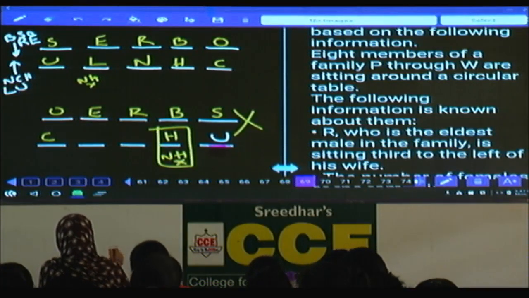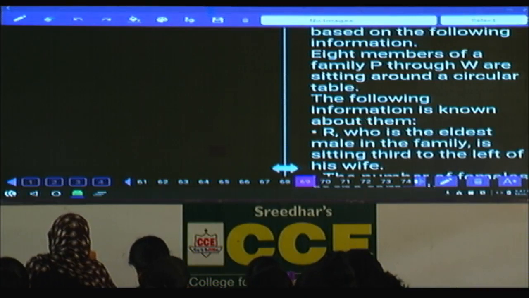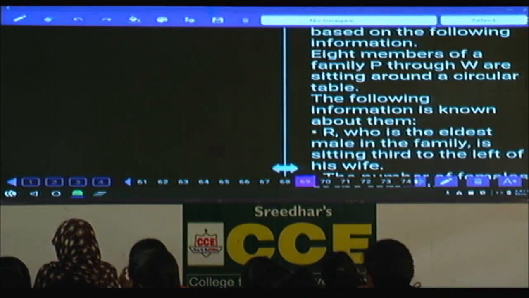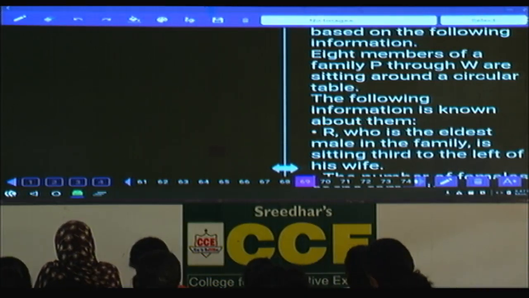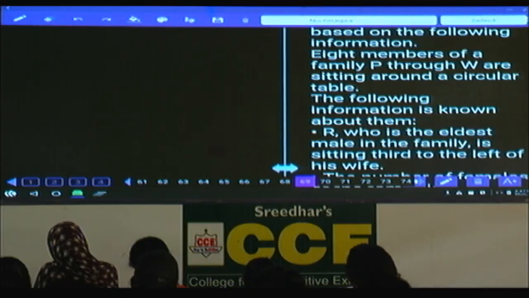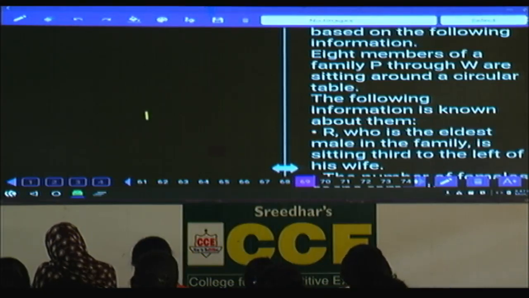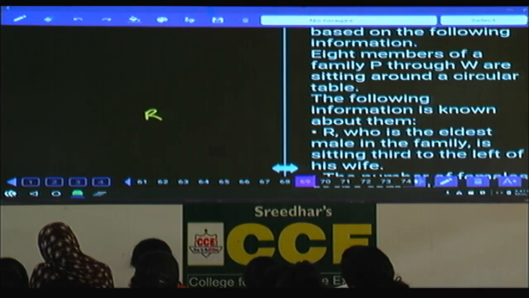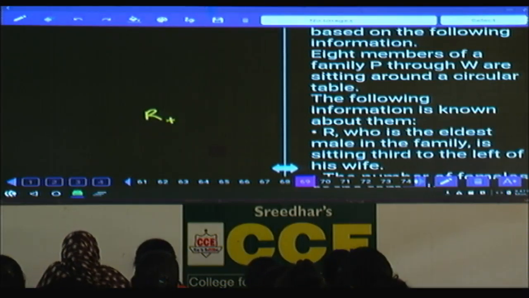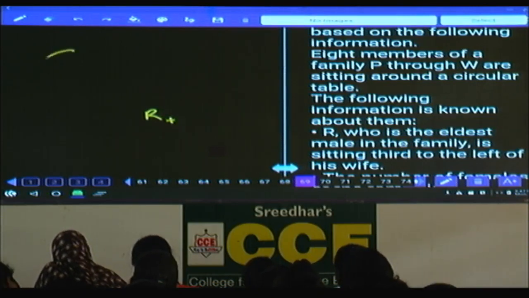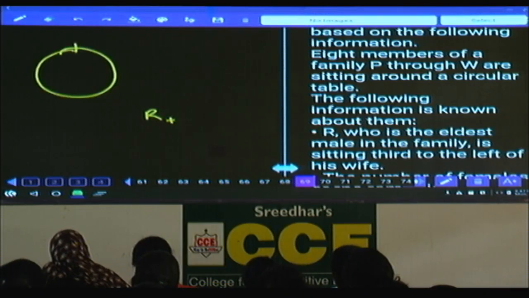Okay? Now, circular arrangement along with this family tree. R is the eldest in the family. Who is R here? R is the eldest person in the family, and the eldest male in the family is sitting third to the left of his wife. R is seated third to the left of his wife. As R is seated third to the left of his wife, 1, 2, 3, 4, 5, 6, 7, 8.